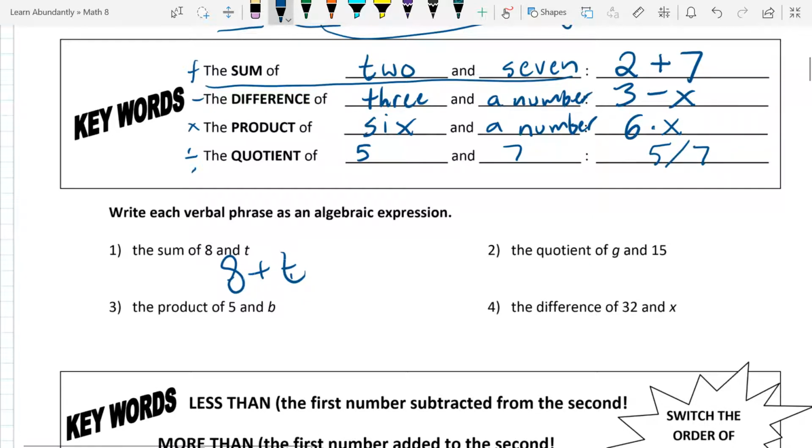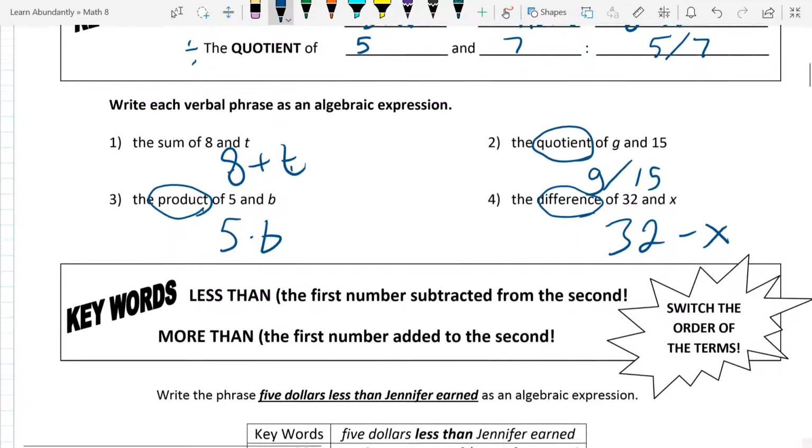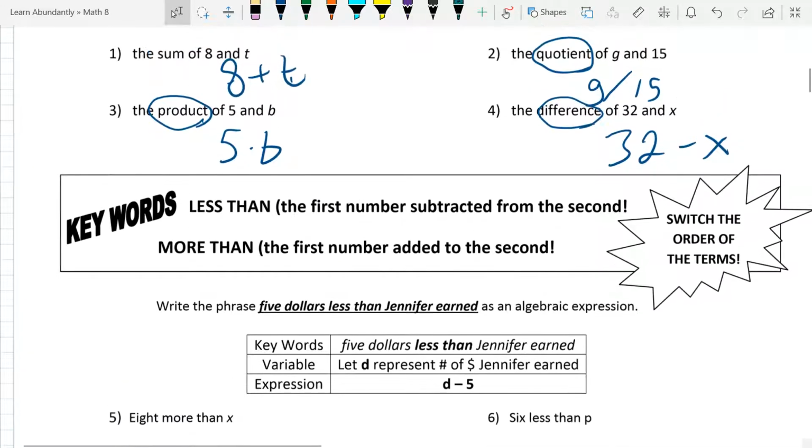So we identify the keyword is quotient, and then we're going to go ahead and write down the variable and the number. The next one, the product of 5 and b. And our fourth one, the difference of 32 and x. Try to write it down. 32 minus x. So those are probably not brand new words. You've probably heard sum and difference and product and quotient before. I'm going to toss in two that actually do something special.